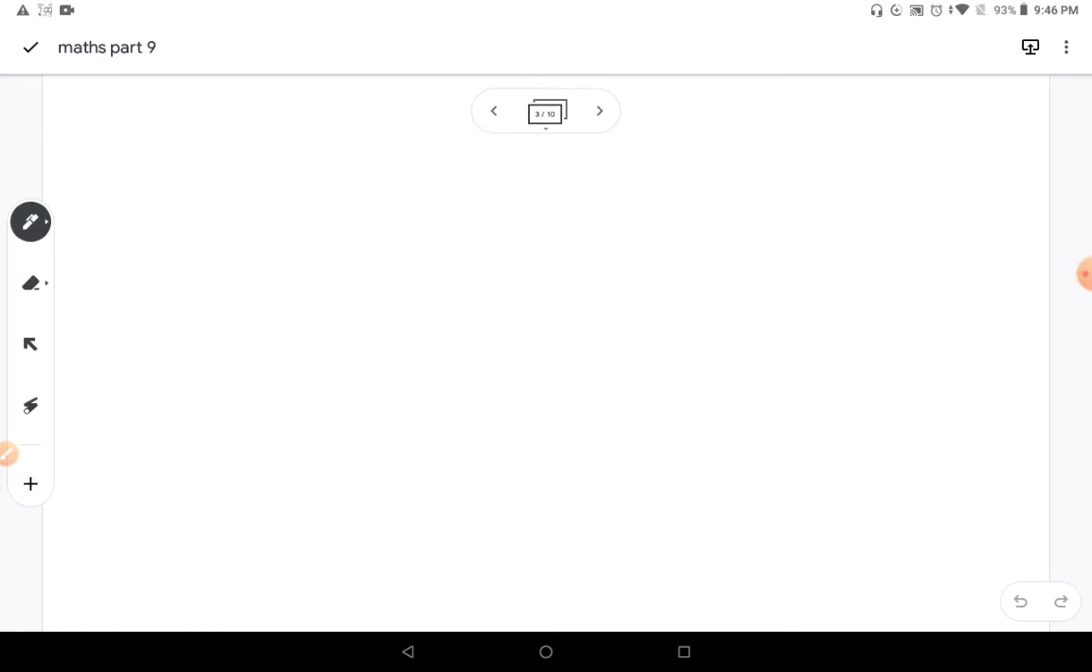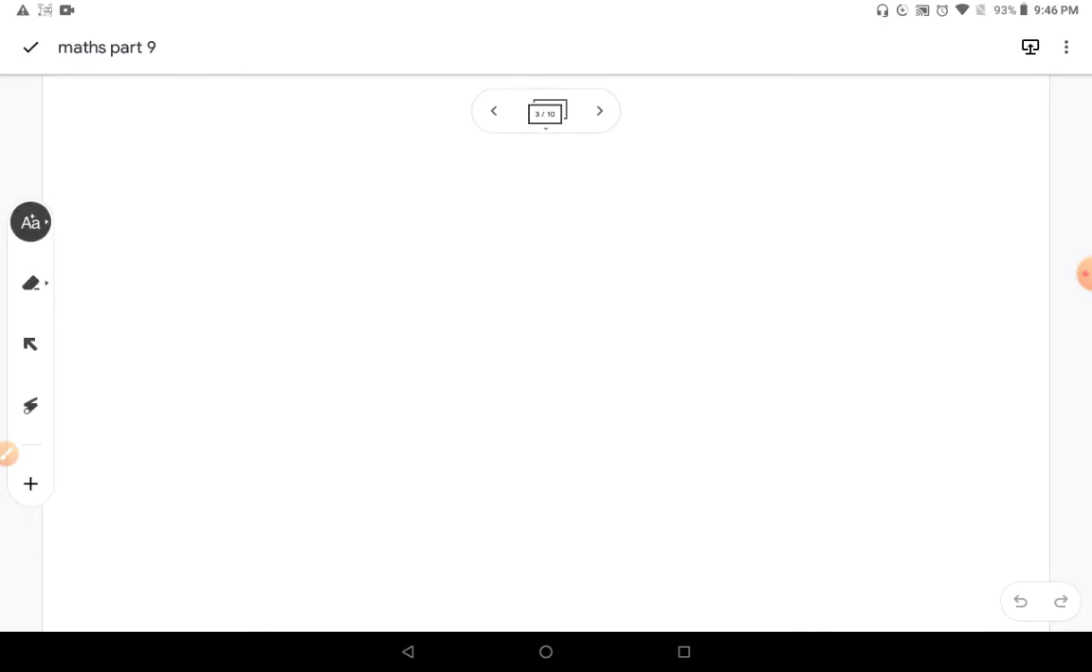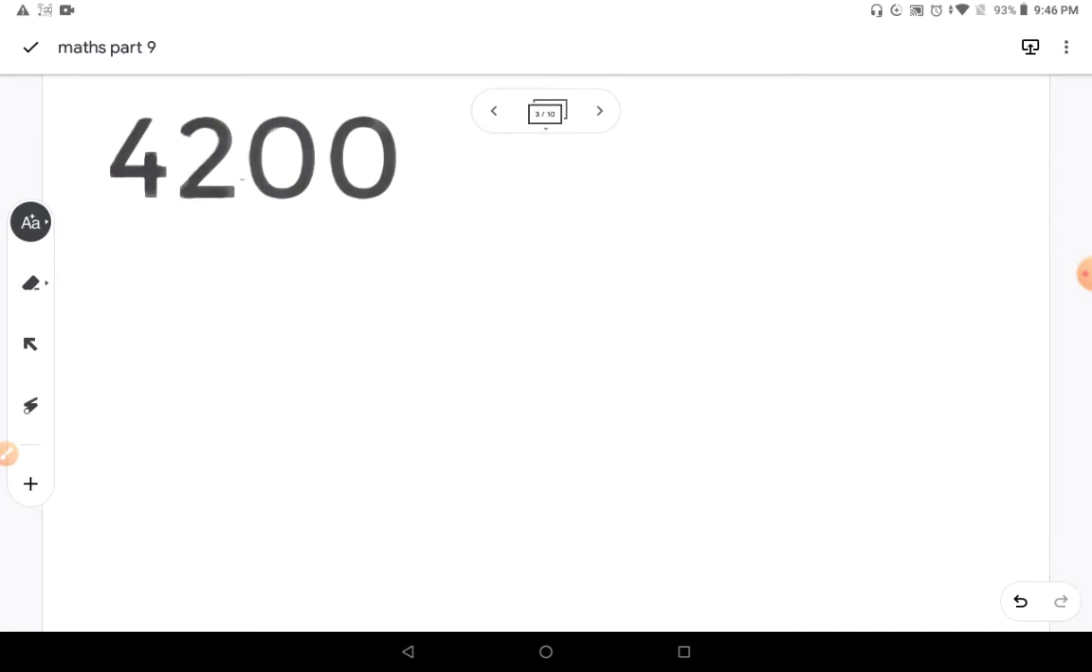Your question is: you have to convert 4200, that is the given number. 4200 is the given number. You have to represent this number in words. So how will you represent this number in words?